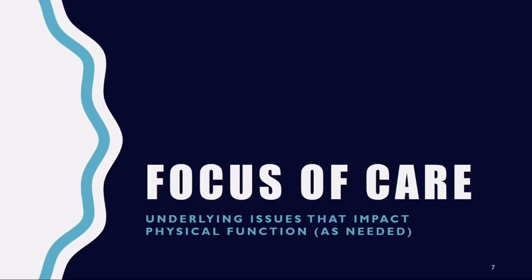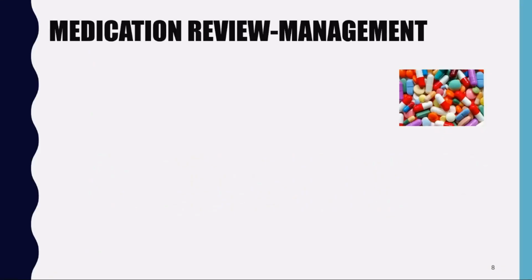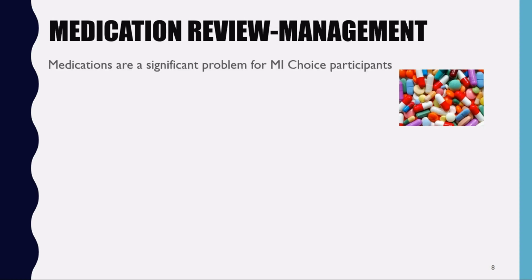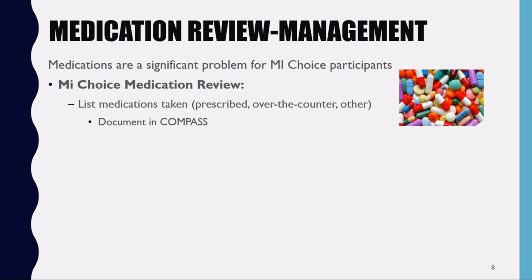So here's the focus of care for the registered nurse. The first one is medication review and management. Medications are a significant problem for My Choice participants, as they can be taking between 10 to 48 medications, which can cause a lot of problems with interactions, and sometimes they even cause illness. So currently in the My Choice program, medication review means listing the medications taken in the record. This is usually the prescribed, over-the-counter, and other medications, but it doesn't usually involve management of medications.